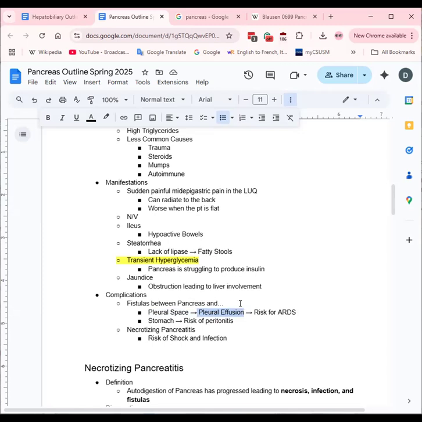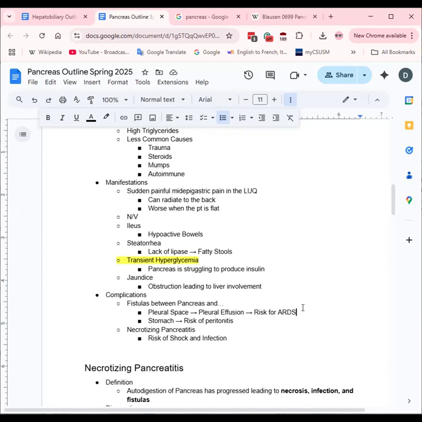And that puts you at risk for ARDS, which is acute respiratory distress syndrome. So this is a lung issue. Hence why in class he had you guys do a little questionnaire, his in-class questions, and his priority was not the pain. It was not to be NPO. The priority for him was breathing. That's one of your big complications: the possibility of ARDS, issues with respiration, because you have pleural effusion because of the fistulas.